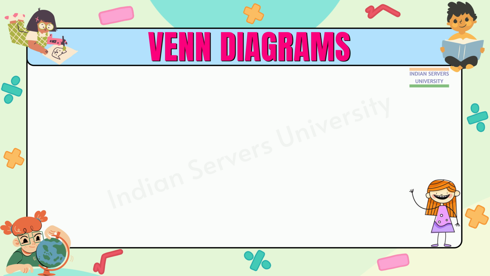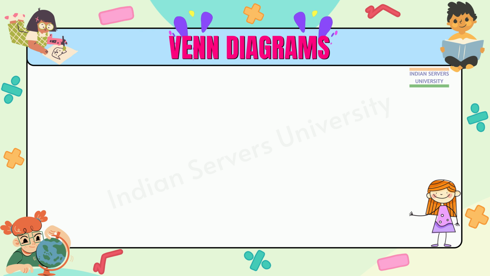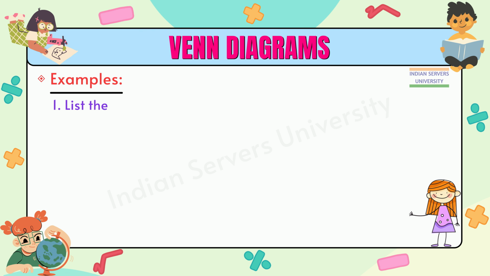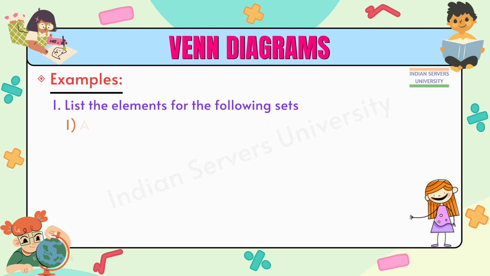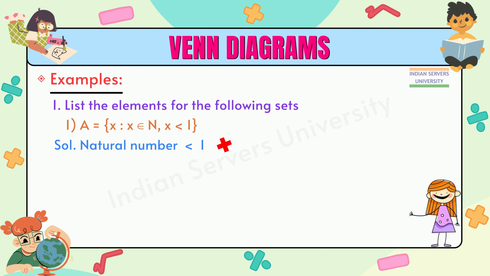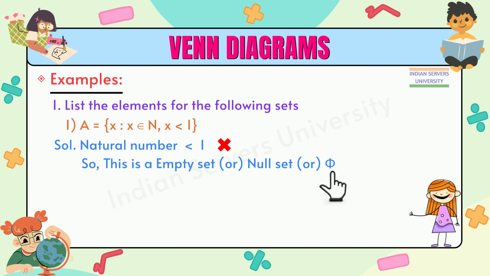Next concept, Venn diagrams. Example, list the elements for the following sets. First one, A equals the set of x such that x belongs to N and x less than 1. 1 kante takkuva ga unta natural numbers untaya? Undavu. So, this is an empty set or null set or phi.